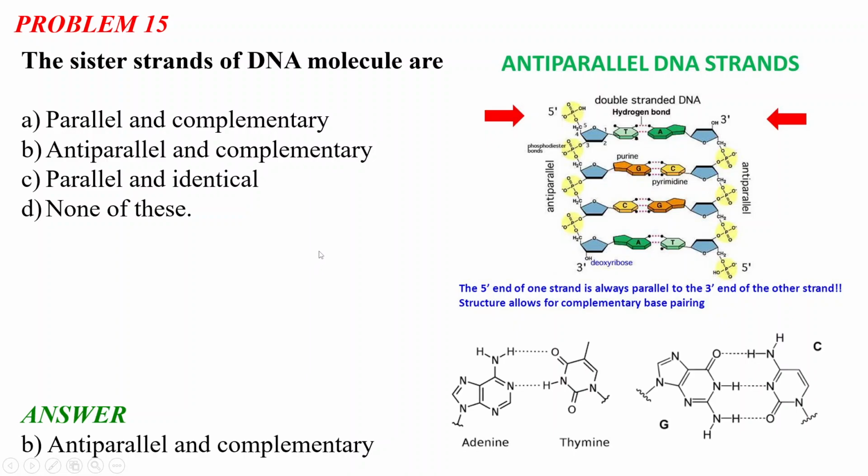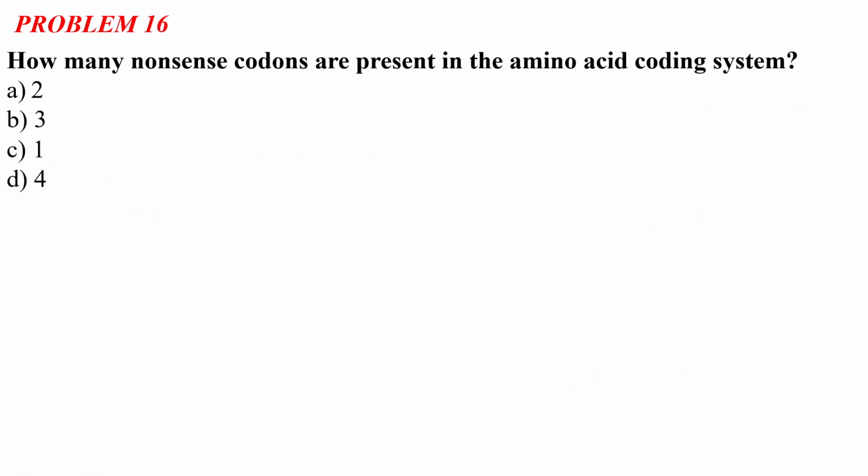Now we will move toward our next problem, problem number 16. It says: how many nonsense codons are present in the amino acid coding system? Your options are as follows: 2, 3, 1 and 4. So you have to identify how many nonsense codons are present in the amino acid coding system. Try to answer it. After showing you the answer, I will let you know which codon is the nonsense codon and what it is all about. But first try to answer it by yourself.